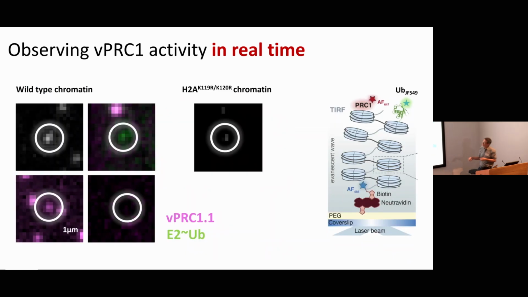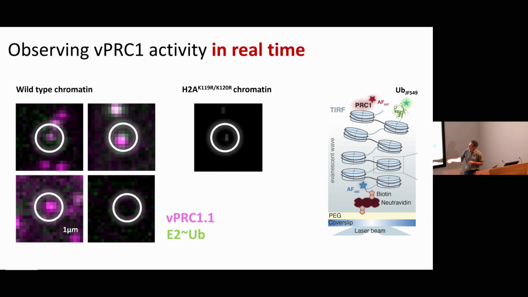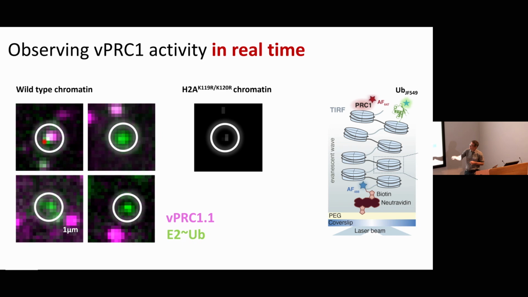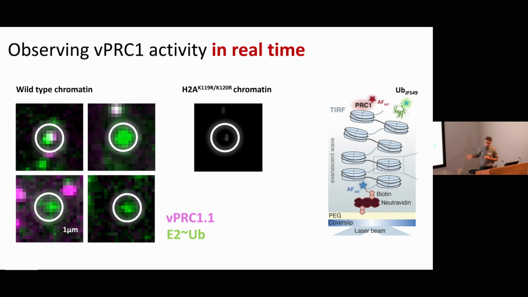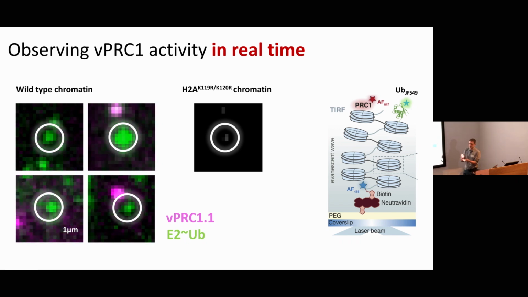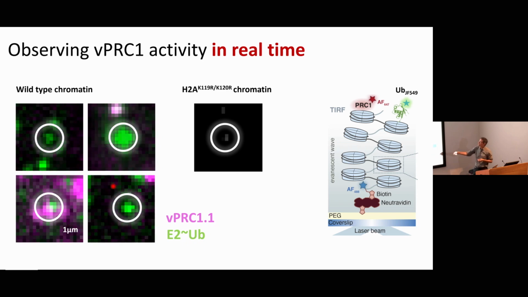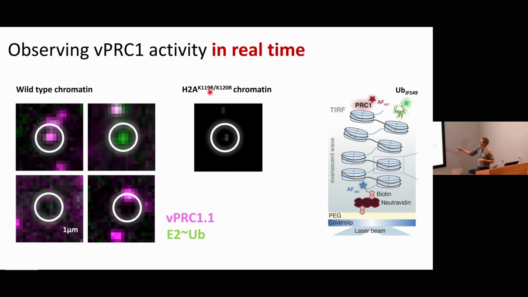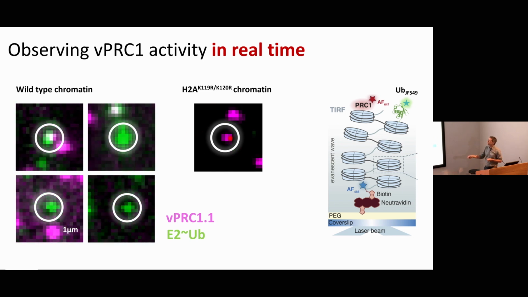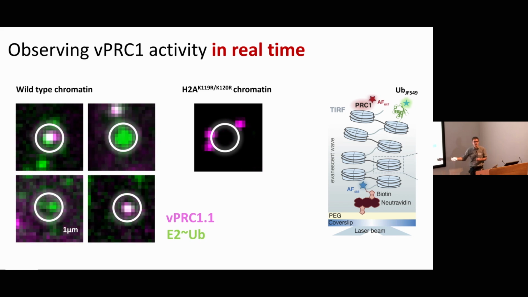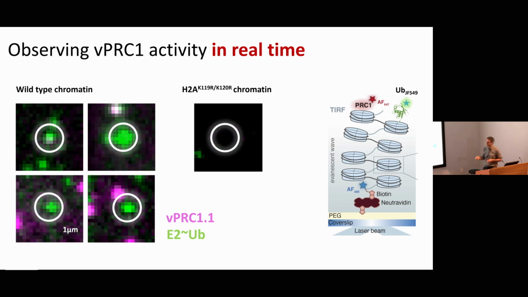In these movies, we zoomed into individual chromatin positions. You can see PRC1 is in magenta and ubiquitin in green. You will see some PRC1 complexes coming in and off, and then ubiquitin gets deposited and builds up over time. Now, to make sure that this is actually a catalytic reaction, we also repeated this with chromatin where we knocked out the residues that get ubiquitinated. And here we now only see binding of PRC1 molecules, but no associated transfer because the landing site has been eliminated.